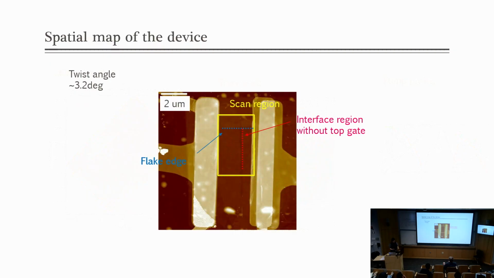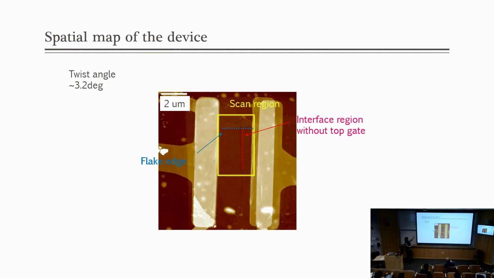Okay, but then what else we could do was a spatial mapping of the device. So this is how the device looks with twist angle around 3.2 degrees. Here, the scan region is marked as the yellow rectangular box. To the left and to the right, these are the two electrodes connected to the sample. And then the sample has a physical edge here, the horizontal blue dotted line. That's the physical edge of the sample.